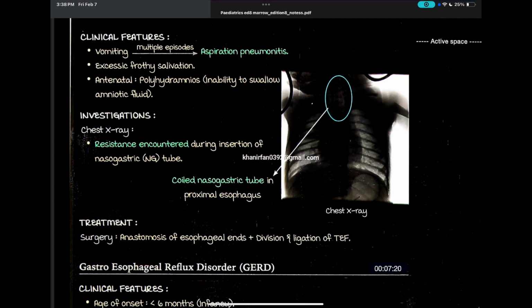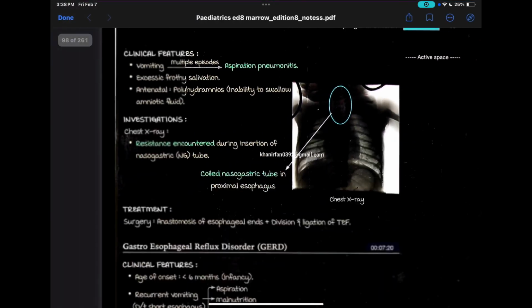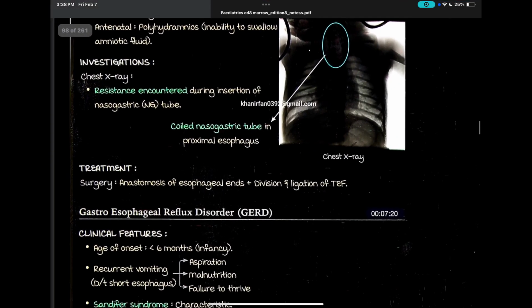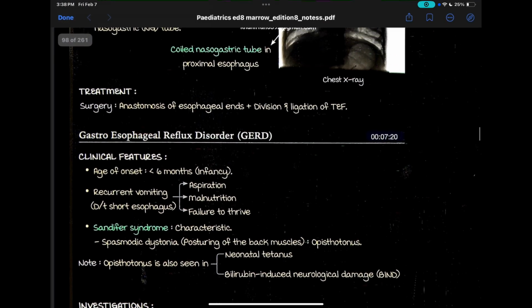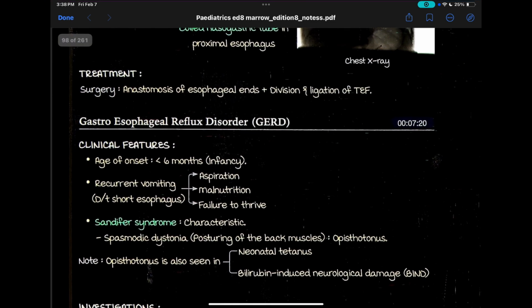Investigation: chest x-ray, resistance encountered during insertion of nasogastric tube, coiled nasogastric tube in proximal esophagus in the x-ray. Treatment: anastomosis of esophageal ends and division and ligation of tracheoesophageal fistula.